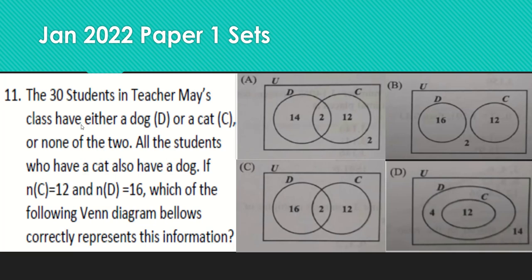Let's look at this. The 30 students in Teacher May's class have either a dog, D, a cat, C, or none of the two. All students who have cats also have dogs. That means it's a subset. As soon as you see that, all the students who have a cat also have a dog, the answer would be D.